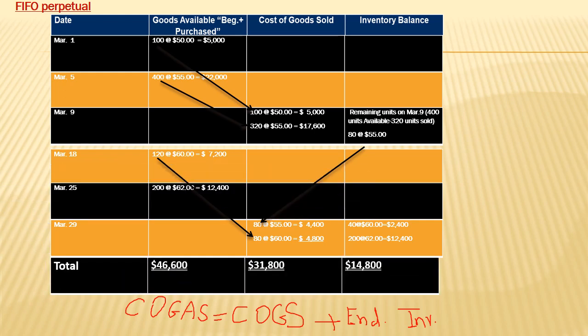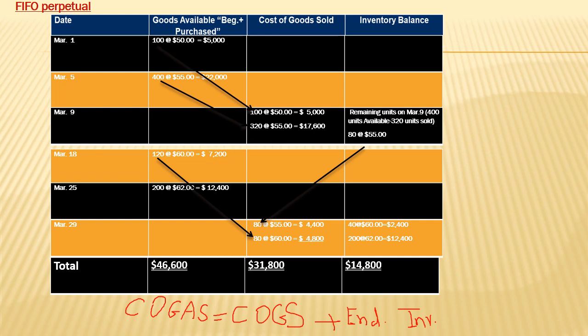Having a total for the cost of goods available for sale of 46,600 when I add all this column, and for the cost of goods sold I add these four numbers to have 31,800, and for the cost of ending inventory, here are the remaining costs. I add these two numbers, 14,800.